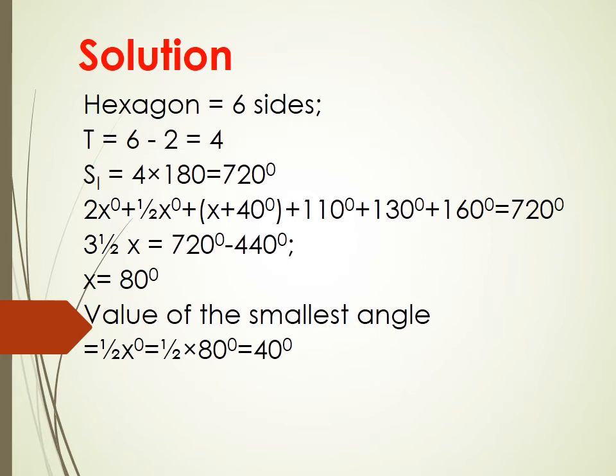And then we can get 3.5x is equivalent to 720 minus 440. That is from the above expression. x is equal to 80 degrees. The value of the smallest angle is a half x, and that gives us a half of 80, and that is 40 degrees.